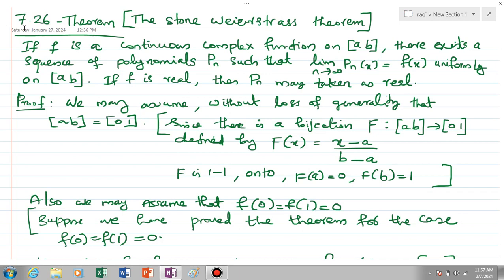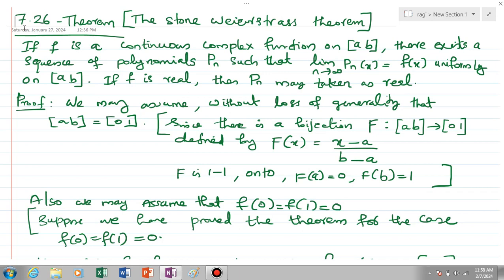This theorem means that if we have a continuous complex function f defined on closed interval [a, b], we can find a sequence of polynomials Pn such that that sequence converges uniformly to the function f on closed interval [a, b]. If the function is real, then Pn may be taken as real. If the function is complex, then Pn may be taken as complex. Now we will discuss the proof.